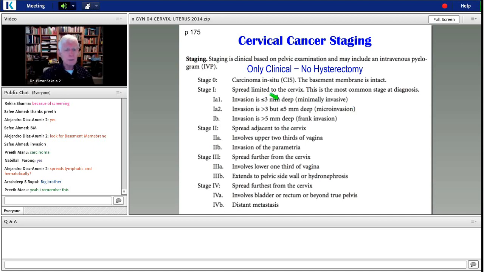And so you look to see, is the invasion less than 3 millimeters? Is it between 3 and 5 millimeters, or is it more than 5 millimeters? If it is more than 5 millimeters, then you need to look. Has it spread to the cervix? Has it spread to the 2/3 of the vagina? Has it spread to the parametria? Has it gone to the pelvic sidewall? And that will then be the basis of your staging. Now, you can do an intravenous pyelogram and look to see if there's hydronephrosis. And if you have blockage of the ureters, which is the most common complication of advanced stage cervical cancer, it blocks the ureters and they go into uremia.